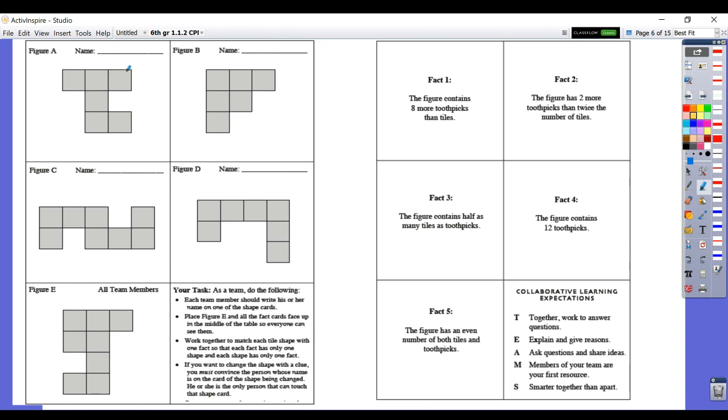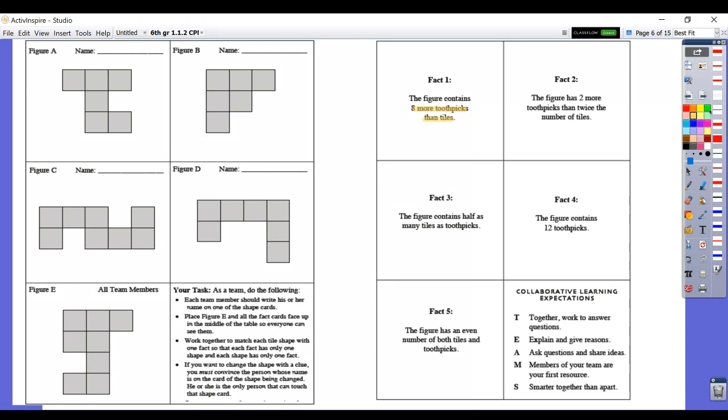So, for example, my suggestion would be, in each of these, figure out how many tiles and how many toothpicks. Then once you know that, match it up with the correct fact. Now, the facts are what students sometimes find confusing. Fact 1 is that the figure contains 8 more toothpicks than tiles. You'd be looking at one of these shapes where the number of toothpicks, in other words, the perimeter, the outside edge, is 8 more than the area, the number of tiles inside of it.